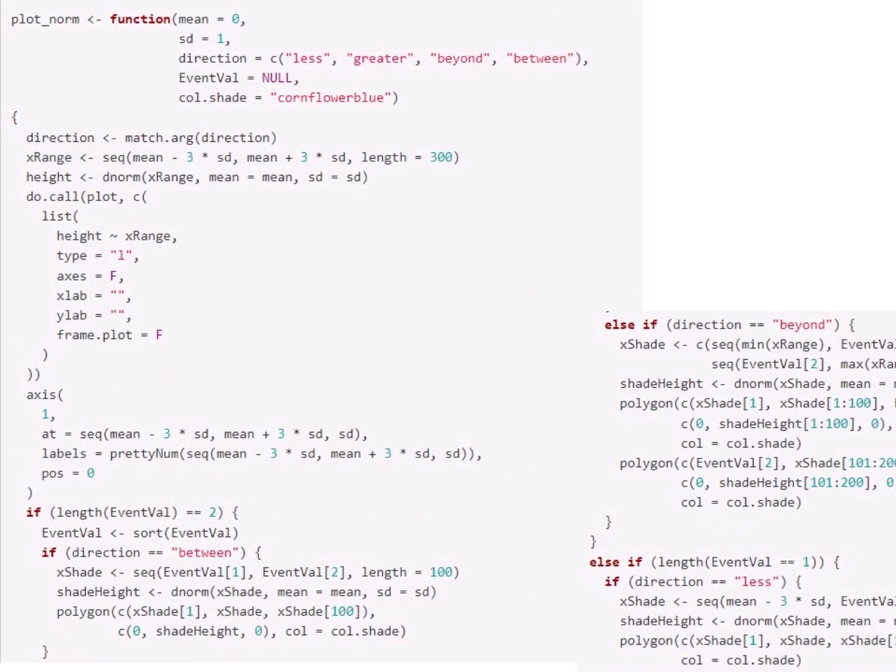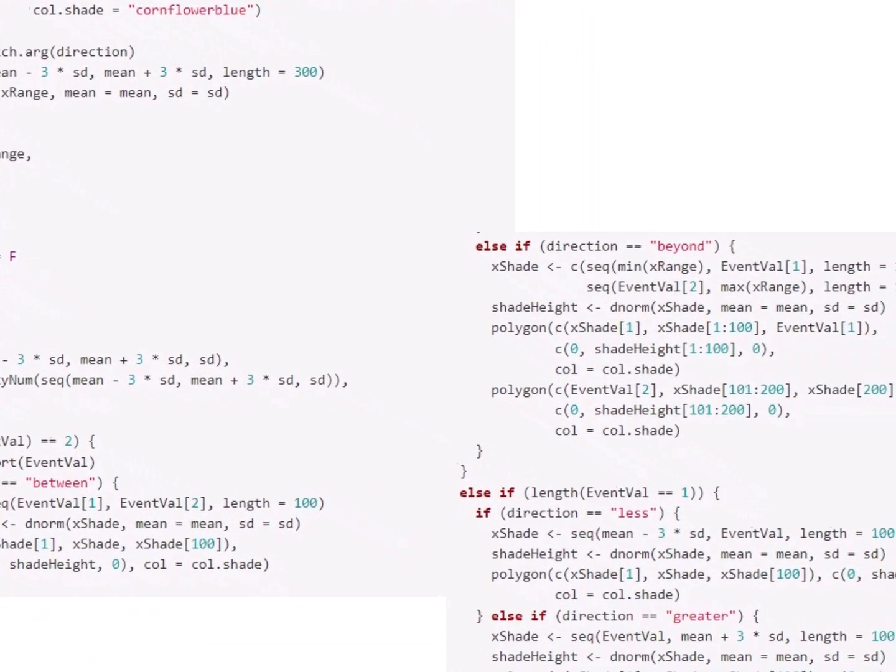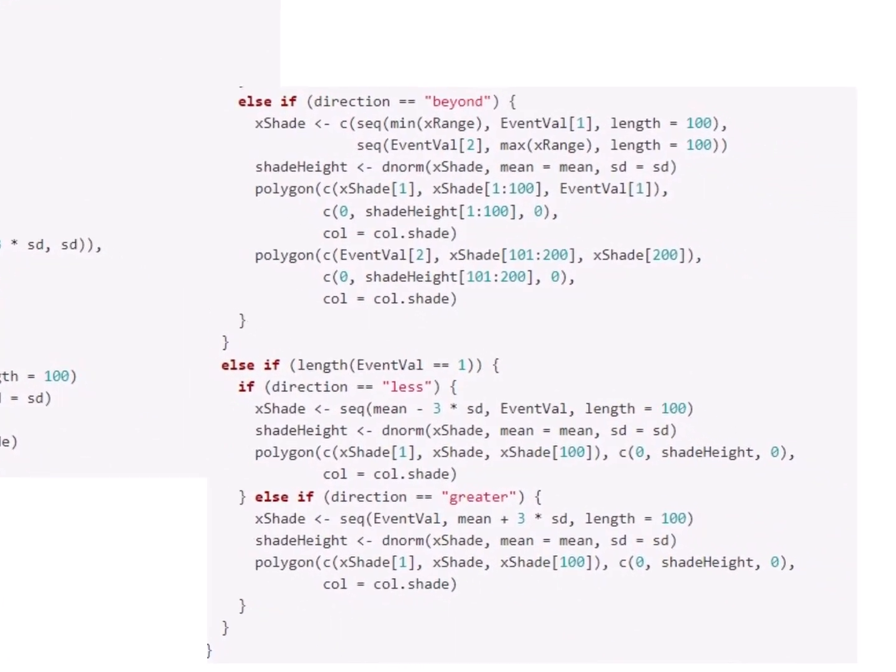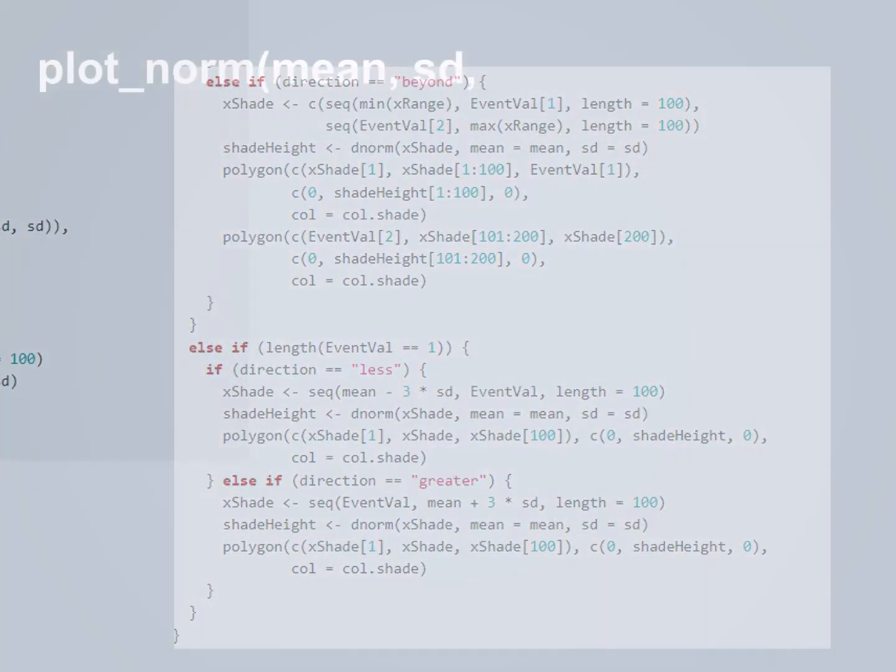Don't worry too much about the programming code here, it's a little complicated, though it may be worthwhile to see if you can figure it out. Let's see how to use this function.